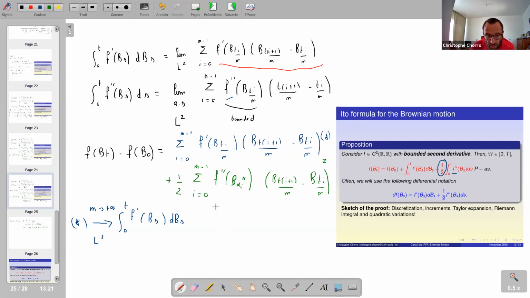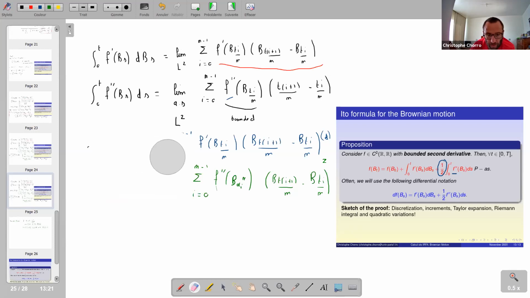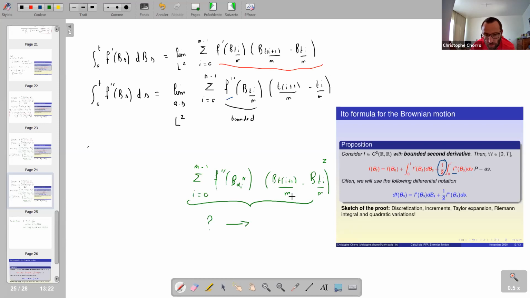So we have seen together that this sum converges toward this integral, meaning that I have the beginning of the proof. Now if I want to do the job, I have only to be interested in this sum here. My interest is to prove that this one converges toward the integral between 0 and t of f prime of B_s ds. It's what I have to prove in order to finish the proof, keeping in mind that this integral here is defined.